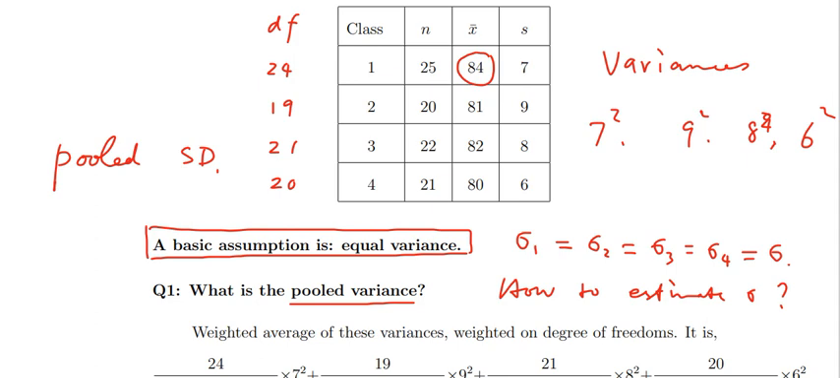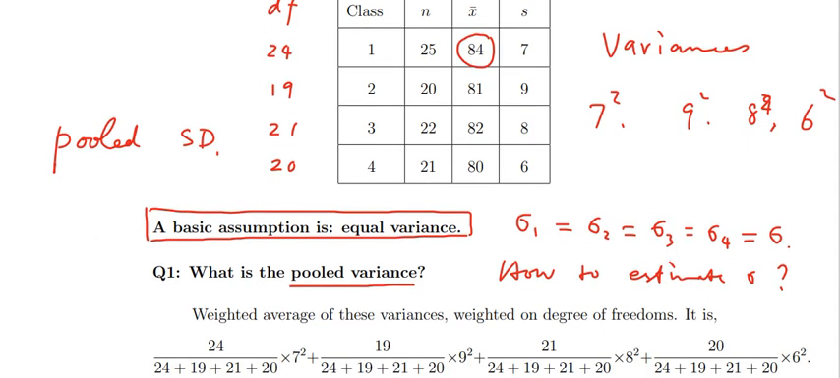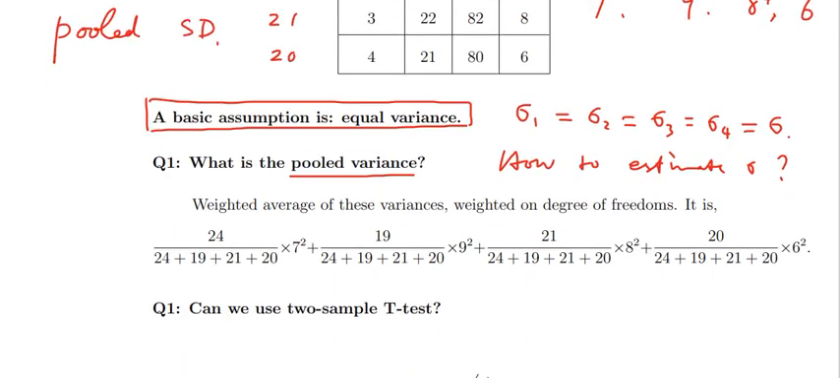So we know how to find this pooled variance. It equals 24 times 7 squared, plus 19 times 9 squared, plus 21 times 8 squared, plus 20 times 6 squared, then divided by the total weight, which is 24 plus 19 plus 21 plus 20. So just using this formula, we can find the pooled variance.